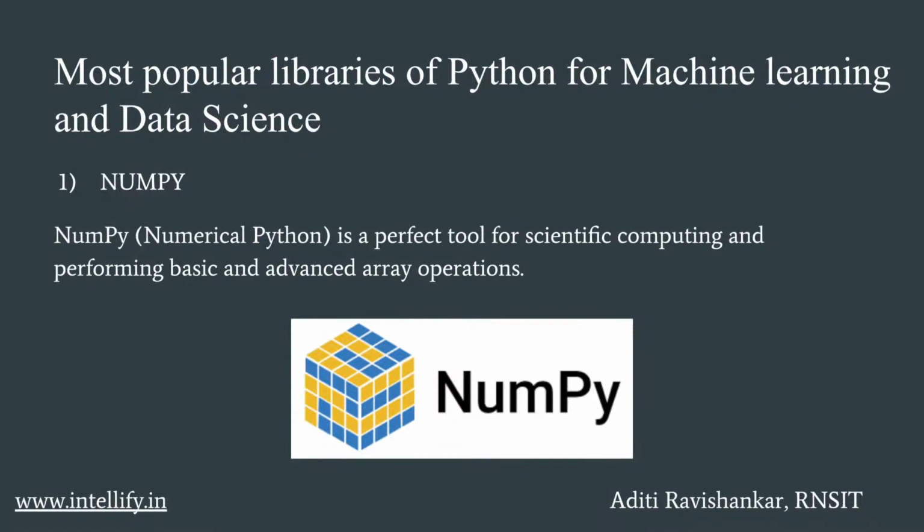NumPy, or Numerical Python, is a perfect tool for scientific computing and performing basic and advanced array operations. The library offers many handy features for performing operations on n-dimensional arrays and matrices in Python. It helps to process arrays that store values of the same data type and makes performing math operations on arrays and their vectorization easier. In fact, the vectorization of mathematical operations on the NumPy array type increases performance and accelerates the execution time.